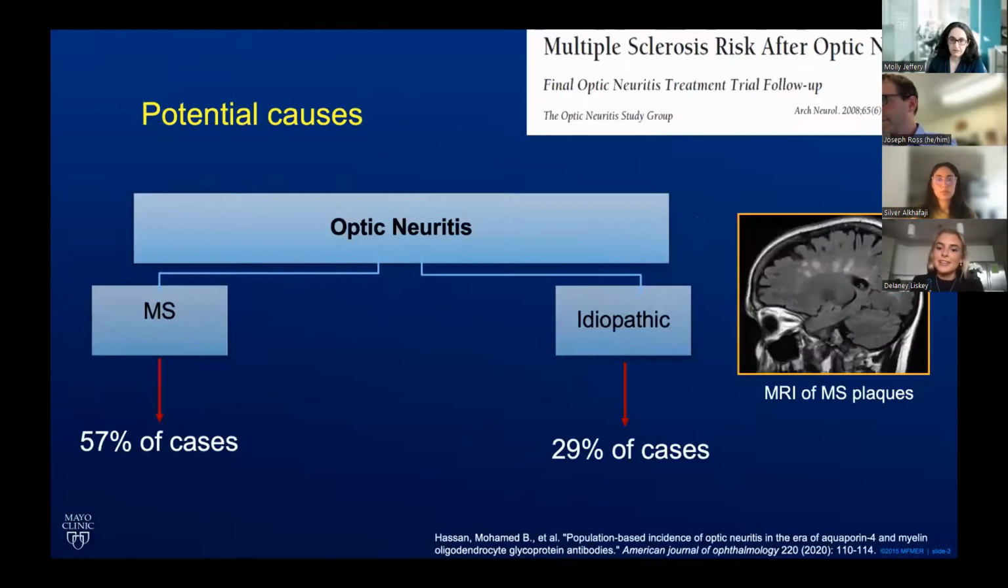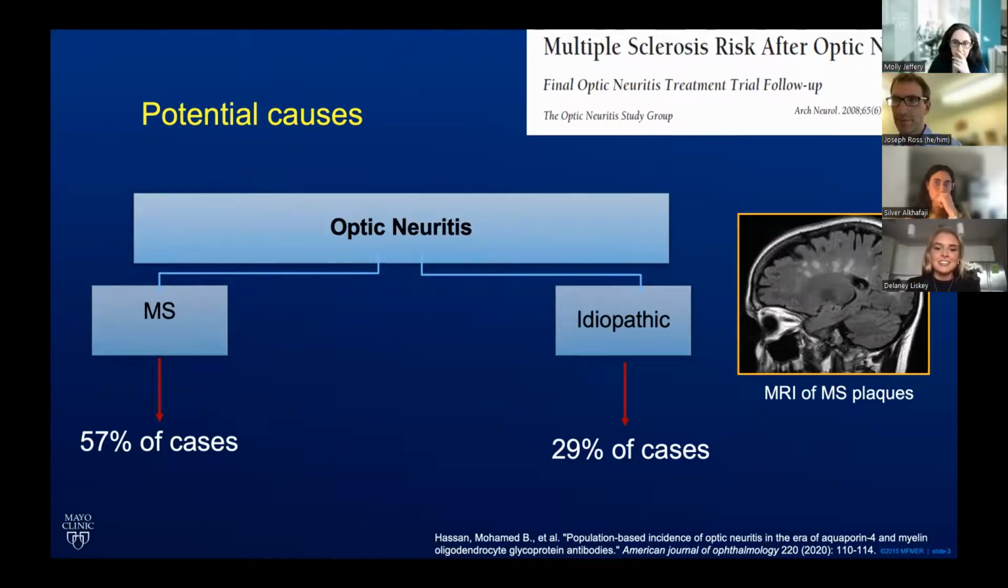And so optic neuritis is one of my favorite topics to discuss due to the tremendous advancements that we've made in our understanding of it in the past few years. In follow-up with the optic neuritis treatment trial from 1992, it was determined that about 57% of patients who have had optic neuritis ultimately went on to develop an inflammatory condition of the brain and the spinal cord known as multiple sclerosis, or MS.